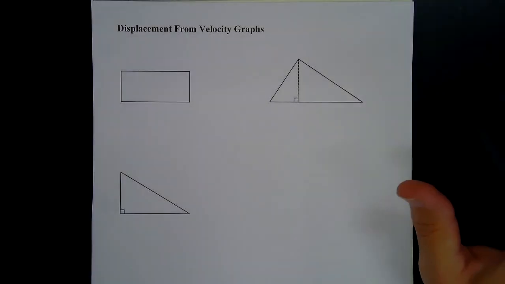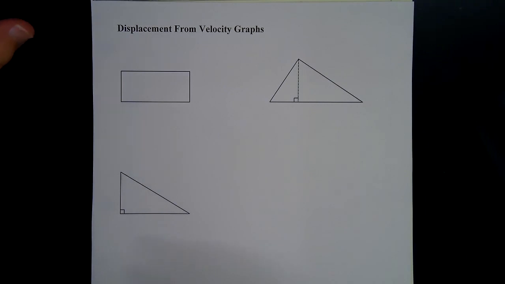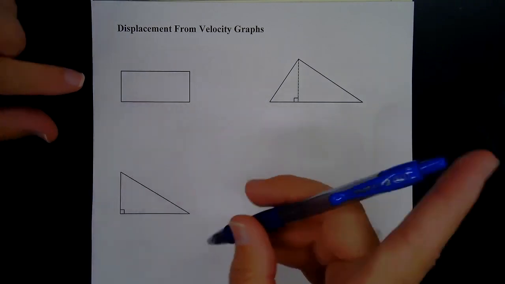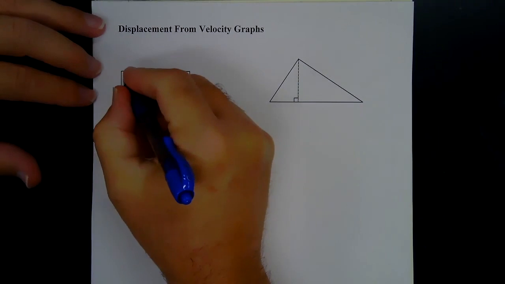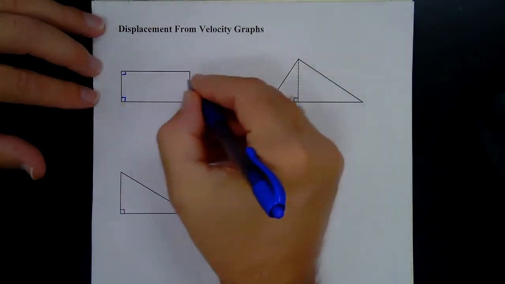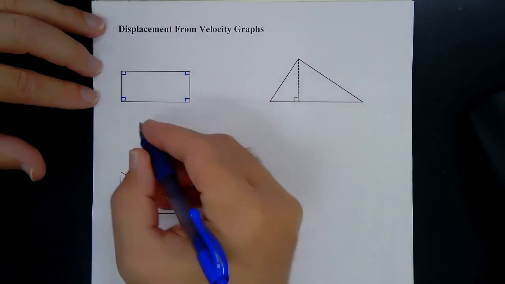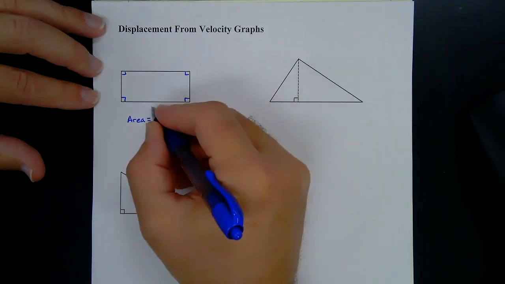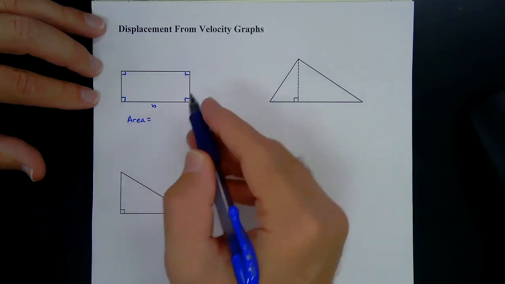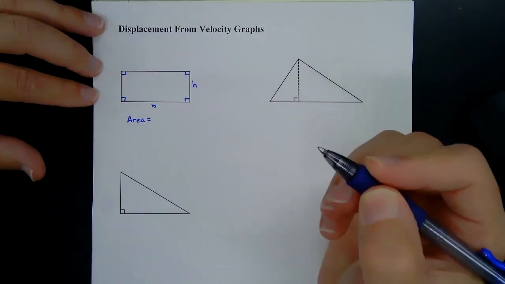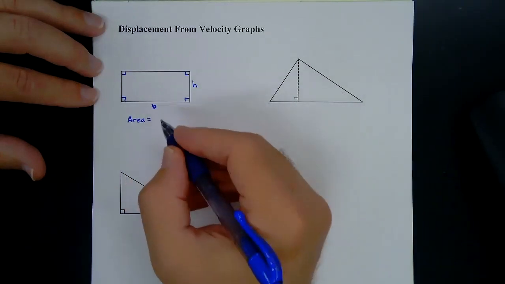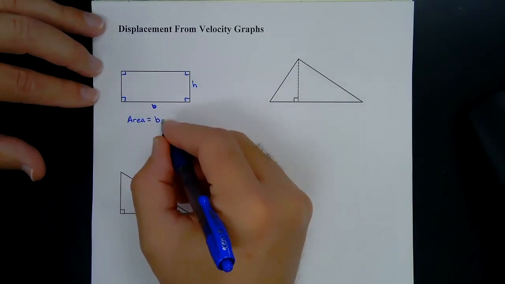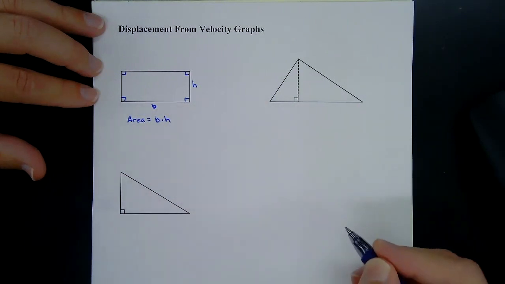So today what we're going to do is determine how to find the displacement from a velocity graph. A few things we need to review is finding the area of certain shapes. Here I have a rectangle, and a rectangle has 4 right angles. The area is equal to the base, which is this side right here, times the height. Some people say length times width, and some people say base times height. So this is base times the height.